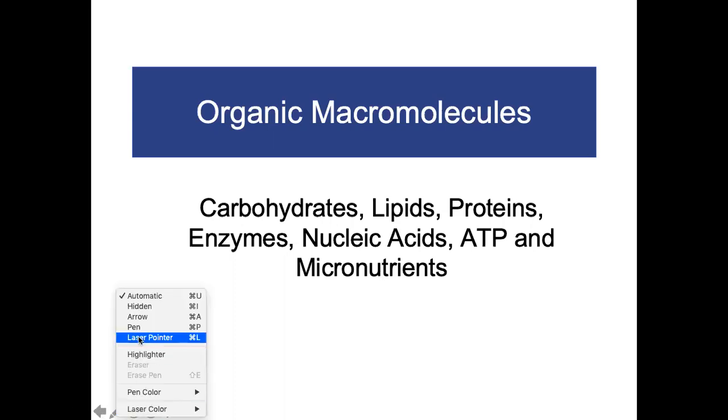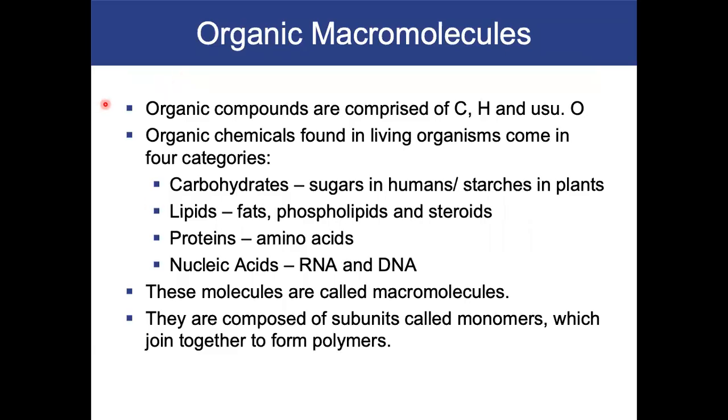Okay, so let's do the laser pointer. What are organic macromolecules? Organic compounds are comprised of carbon, hydrogen, oxygen, and sometimes nitrogen if we're talking about proteins. They're found in living organisms and they come in four categories. Carbs is one, or carbohydrates, sugars in humans, and starches in plants. Whoops. I'm trying to find my stylus and I grabbed a pen instead.